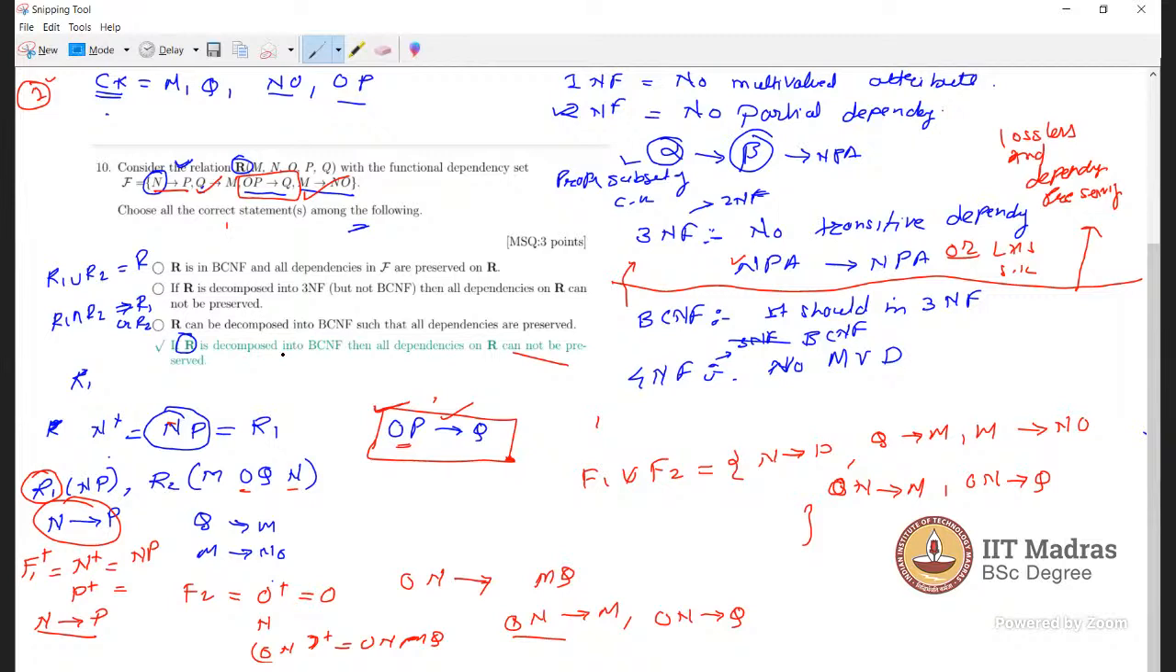No, you cannot directly say that, because that's what we are doing, right? F1 union F2 will not give you OP determines Q. So what I'm saying is OP and Q are not available in R1, neither are they available in R2. It's just the reverse of what we are doing. So that is easier, right? Because we have the functional dependencies with us, and we have the two relations with us. So we can see if this dependency is available in R1 or R2. If it's not there, then not dependency preserving.